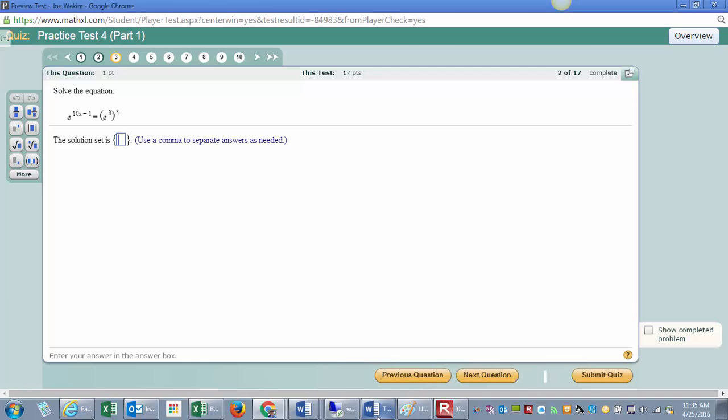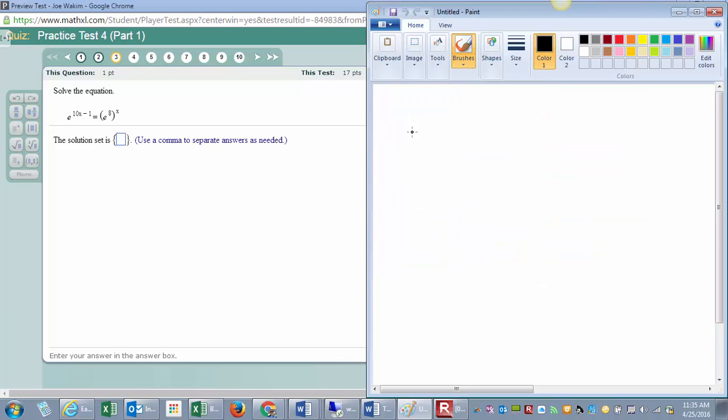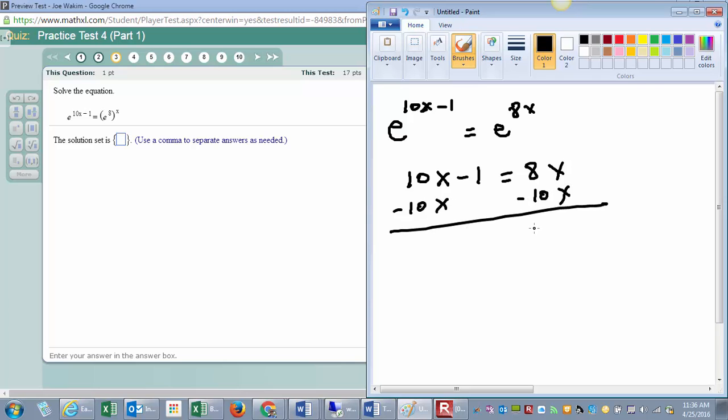Another solving equation. So let's try to solve this one. And here we have e to the 10x minus 1 equals, well, this is power to power, and that's e to the 8x. The e's are equal, therefore the exponents should be equal. So 10x minus 1 equals 8x. Subtract 10x from both sides. And this will give me negative 2x equals negative 1. Divide both sides by negative 2, and x would be 1/2. That's all.